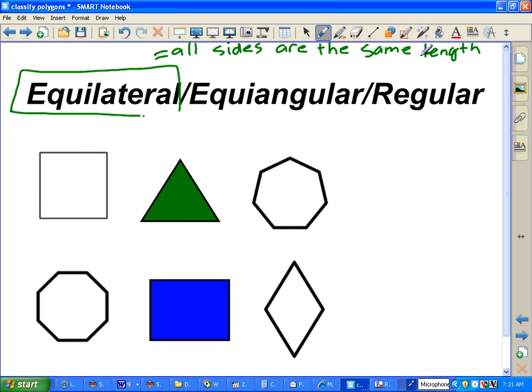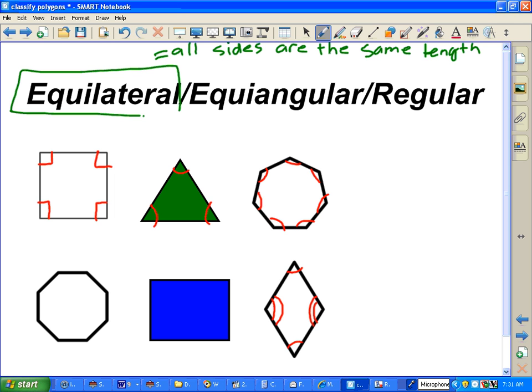Equiangular, hopefully that makes sense. All the angles, in a square, they're all 90 degrees. All the angles have to be equal for it to be equiangular. Now, in this case, this is not equiangular. This rhombus down here, because the top angles are smaller than the side angles. So that is not equiangular.